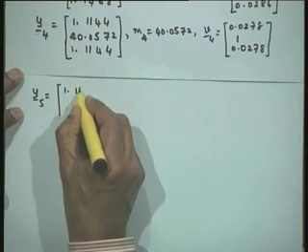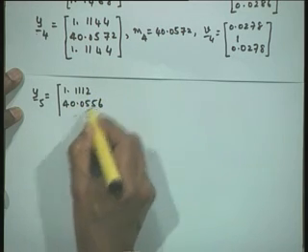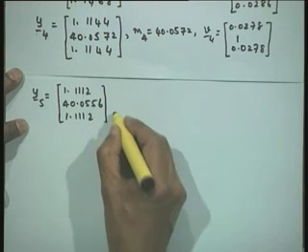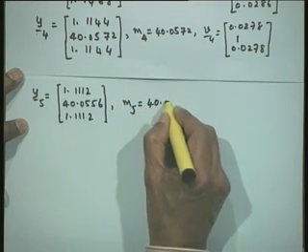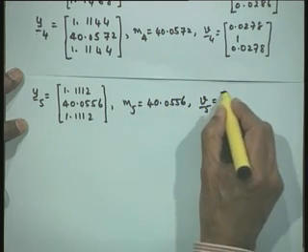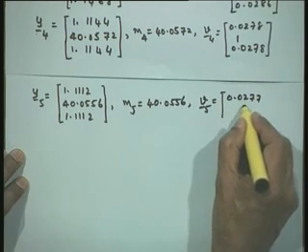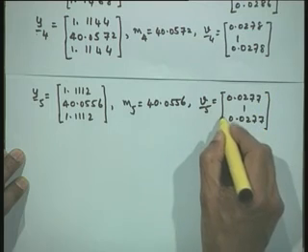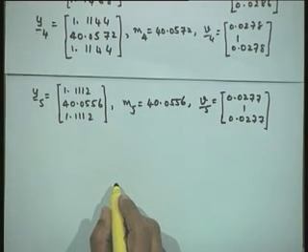This gives me 1.112, 40.0556, 1.112. Therefore, our largest element in magnitude is 40.0556 and V5 is 0.0277, 0.0277. Now, we have completed the 5 iterations that are required here.